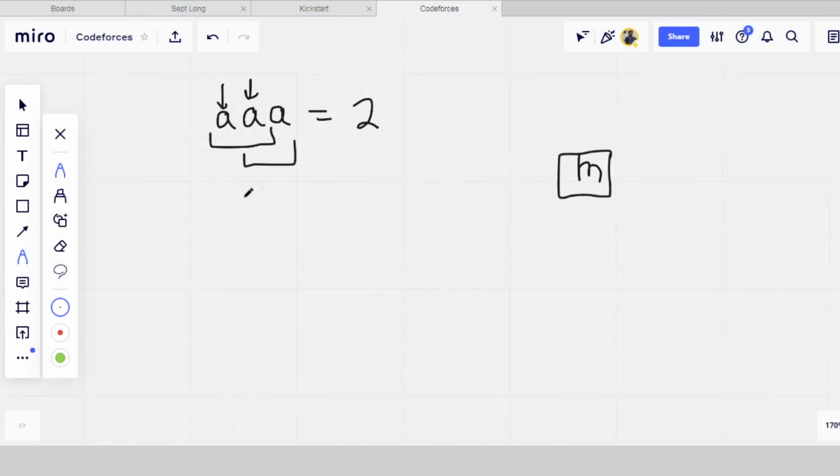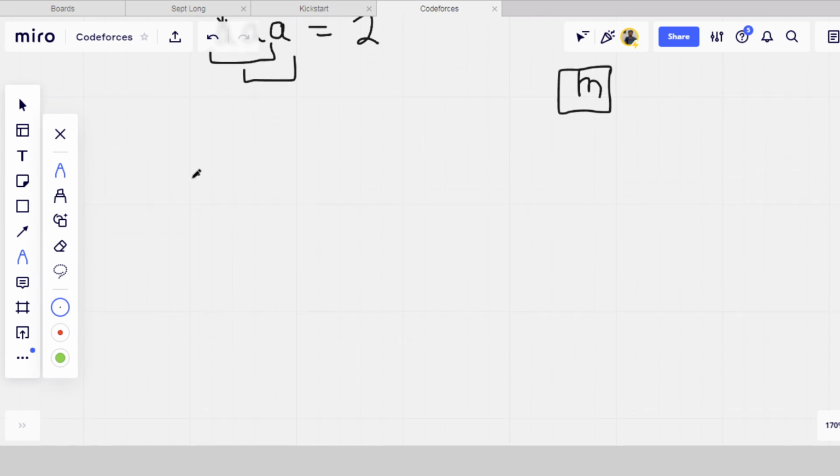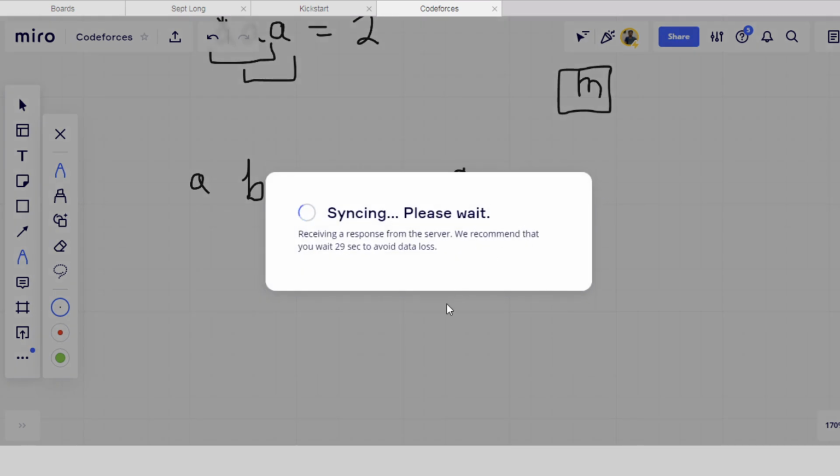For example, there are some A's, some B's, and some C's. First of all, we are finding the maximum pairs that we can get here. The maximum number of pairs we can get is if we arrange all the A's in a line.